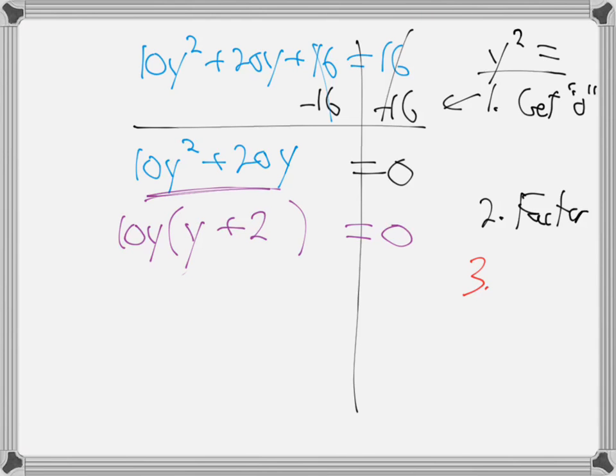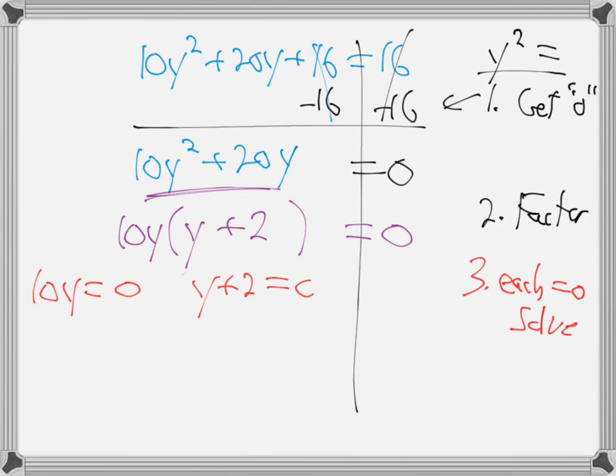Factor, and then step 3, each part gets a 0 and solve. So the 10y alone gets a 0, and the y plus 2 gets a 0. Each part, because they're times to equal 0. If two things are timesing to equal 0, either part could be 0. Remember all that? And now we solve each one.